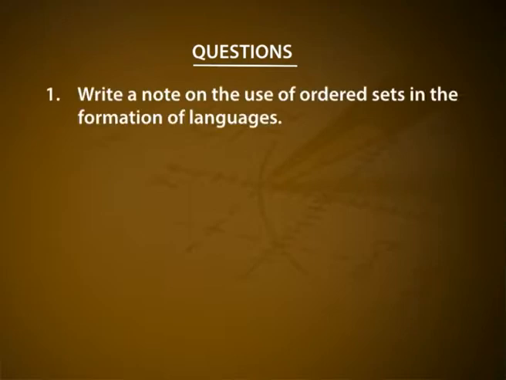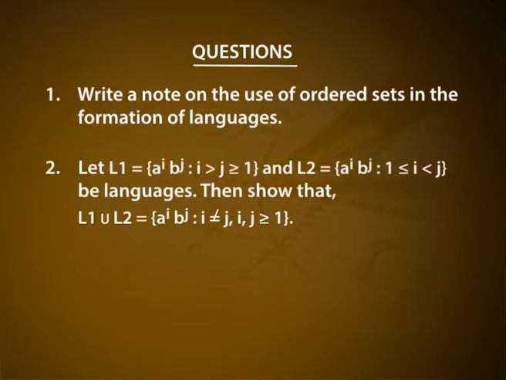Try to answer the following questions. First, write a note on the use of ordered sets in the formation of languages. Next, let L1 = {a^i b^j such that i > j ≥ 1} and L2 = {a^i b^j such that 1 ≤ i < j} be languages. Then show that L1 ∪ L2 = {a^i b^j such that i ≠ j, i, j ≥ 1}.